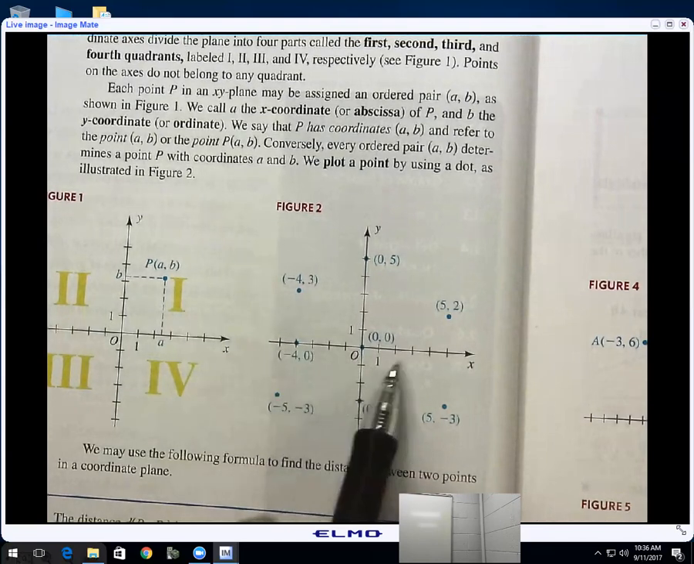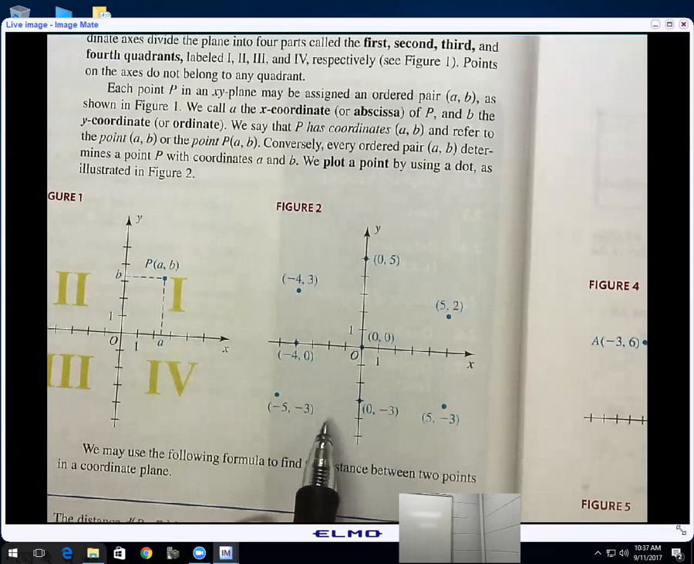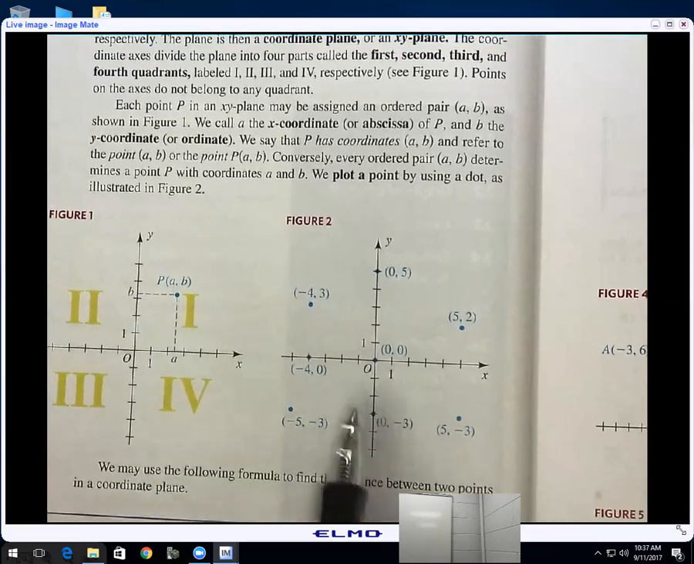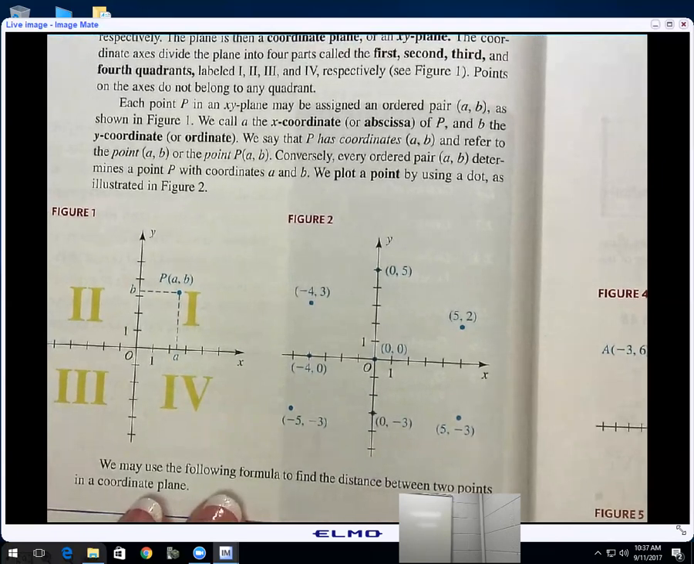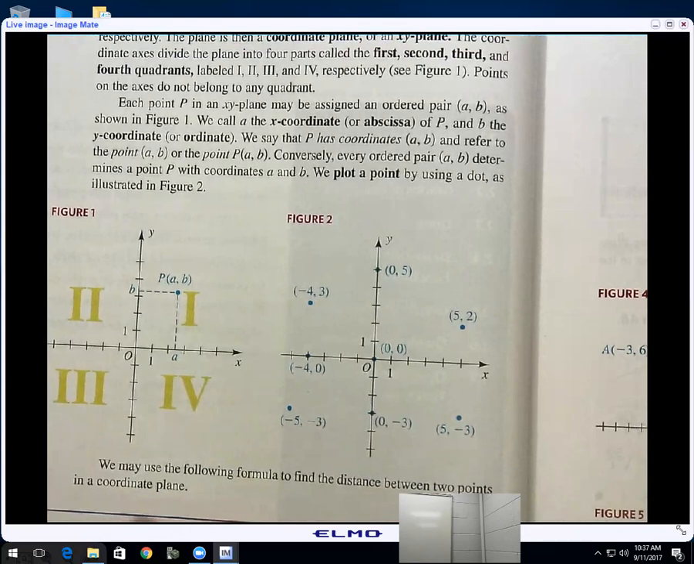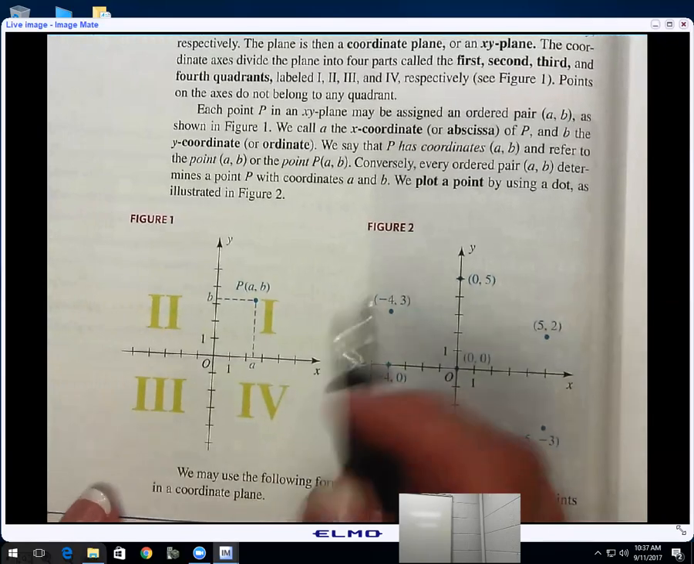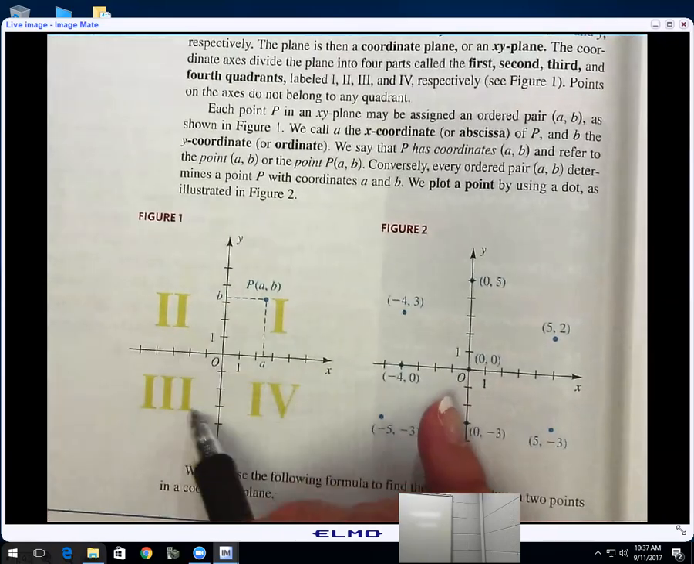That horizontal number line is called the x-axis. The vertical number line is called the y-axis. The two axes divide the plane. A plane is just two-dimensional space. If you imagine the chalkboard going forever left and right, forever up and down, that's a plane. The two axes divide the plane up into 4 sections. We call the sections quadrants, and they're numbered starting in the top right quadrant and counting counterclockwise.